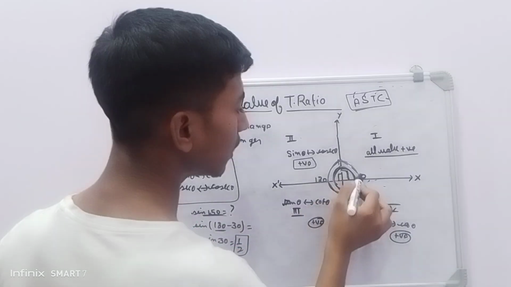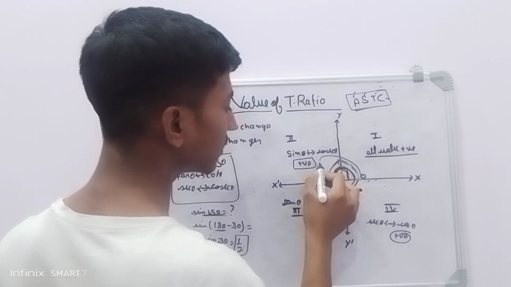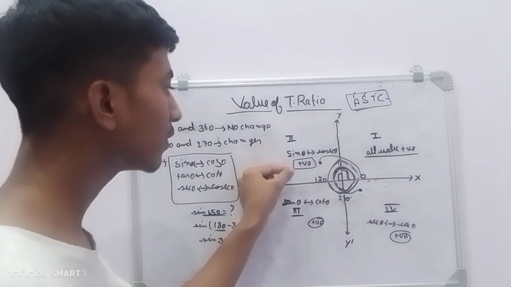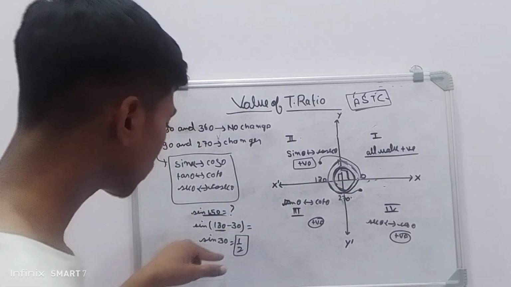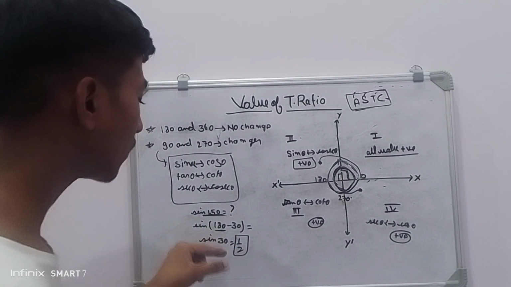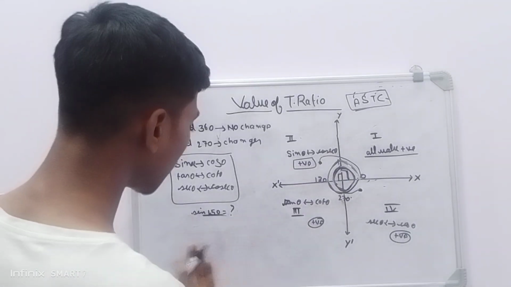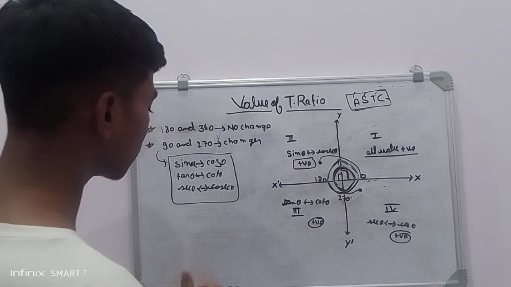So 150, if you start here, it lies in the second quadrant, meaning sine 150 will be positive. So this answer is right. 1 by 2 is the right answer of sine 150. So let's try another example to get over this concept.